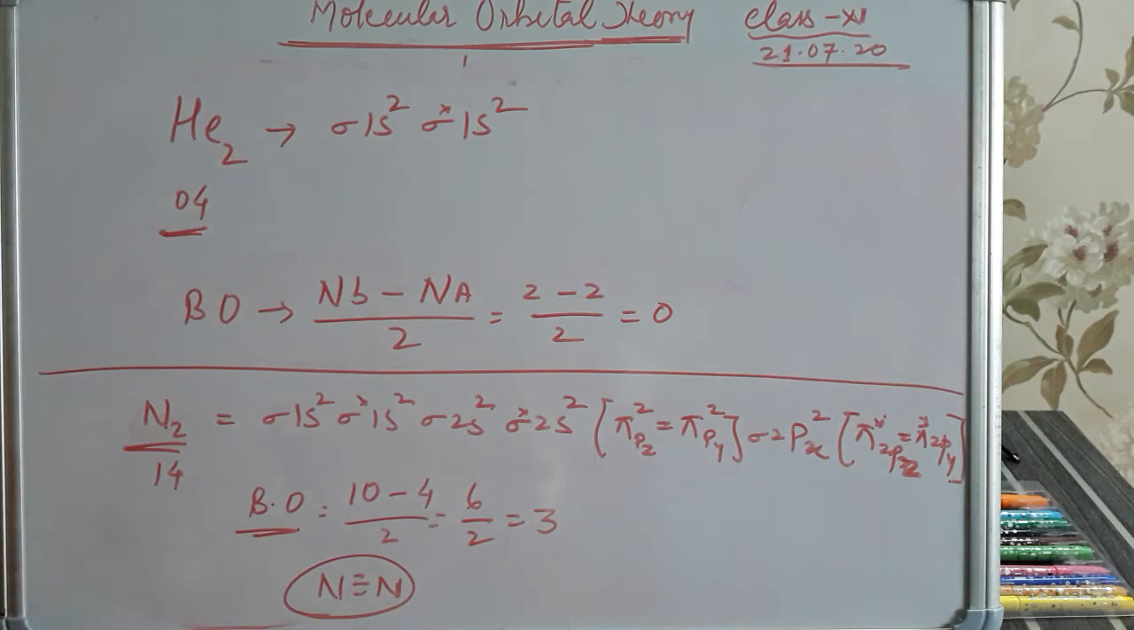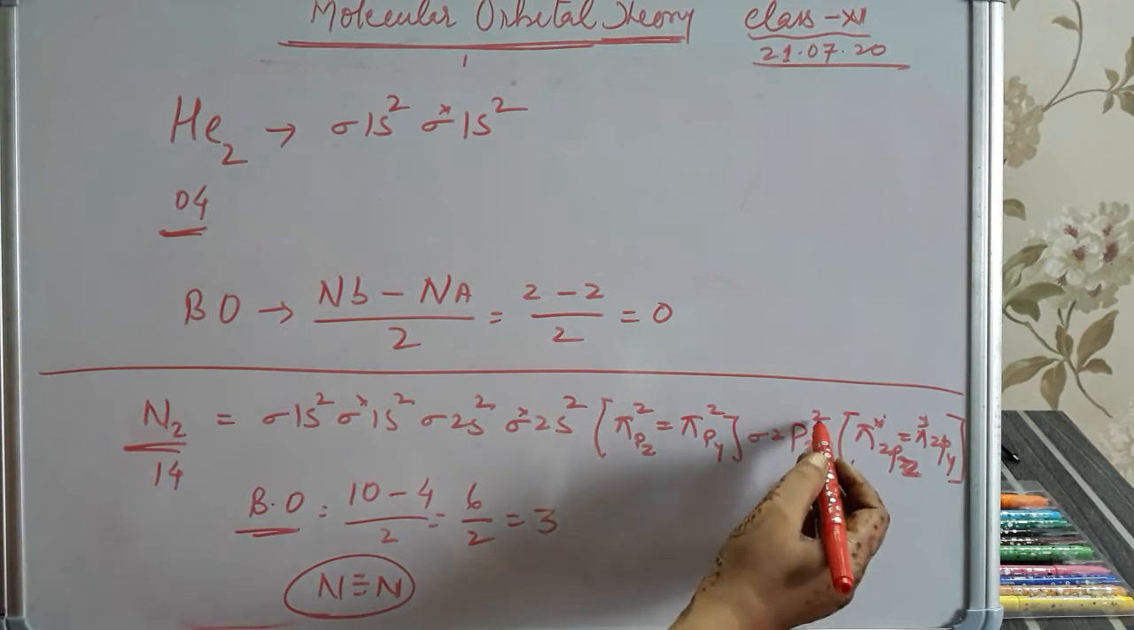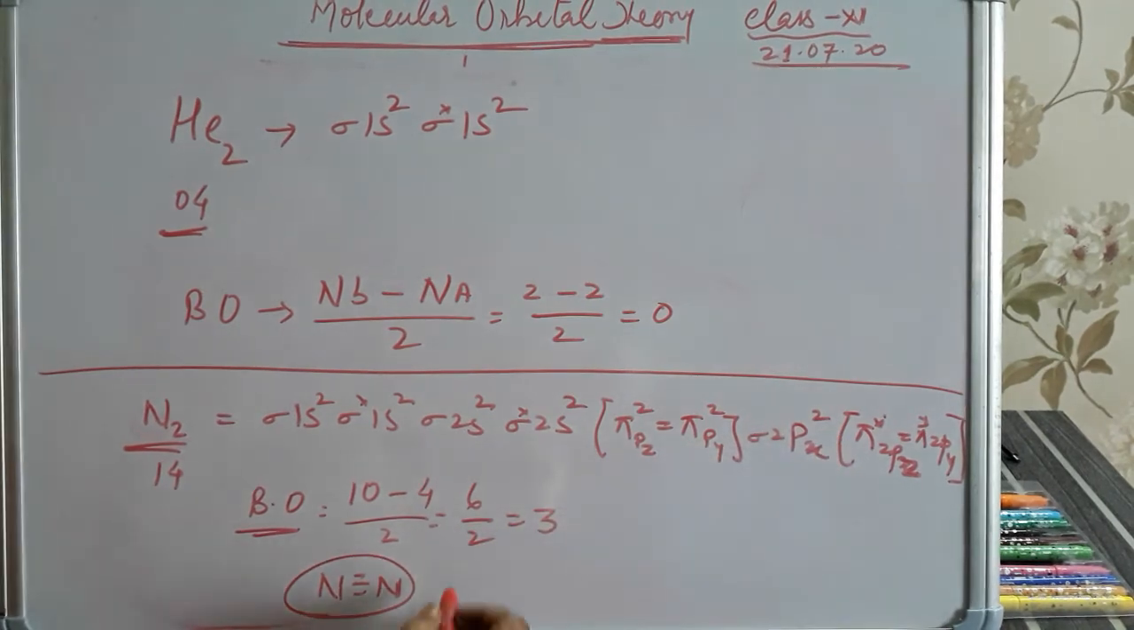And what about the magnetic property? So see here, the last molecular orbital is filled, no unpaired electron is present. That means the character is diamagnetic in nature. So students, how can we represent this by a diagram?